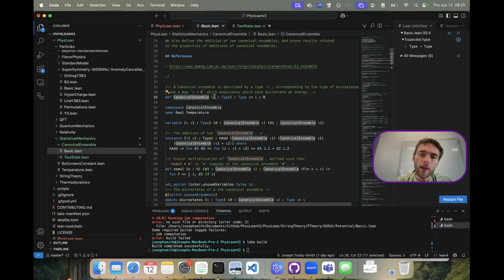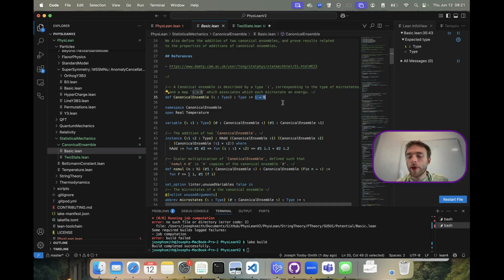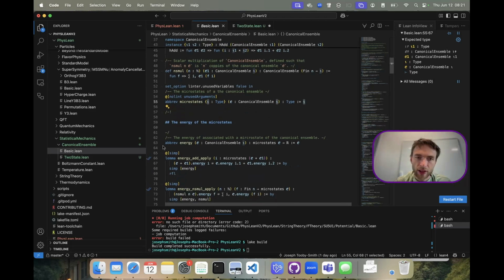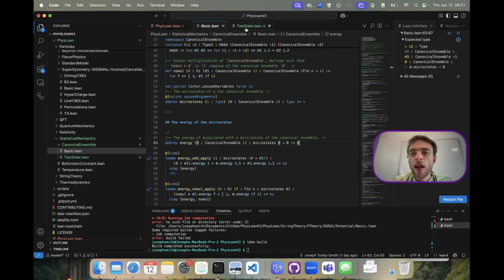So the canonical ensemble currently is defined with this type iota and the map from iota to R. So what's the physical meaning of this? Iota is the states, the microstates of the system. And this map iota to R is the map taking a microstate to its energy. And we can see down here that the microstates, this is just an abbreviation, is the type iota, and the energy of a microstate is just the underlying map of the canonical ensemble.